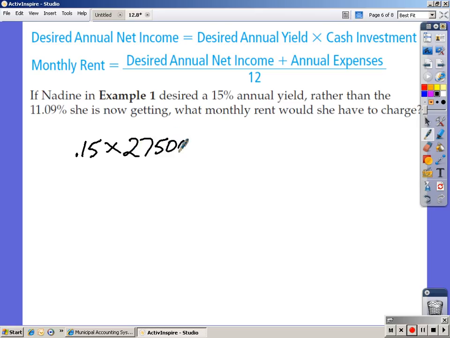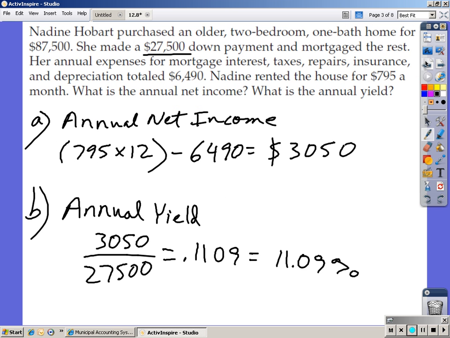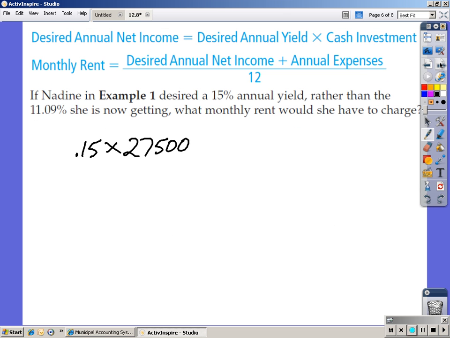Okay, and I took that from right here. $27,500. All right, so 0.15 times 27,500 is 4,125, and this is my desired annual net income. Okay, this is what I want to get.